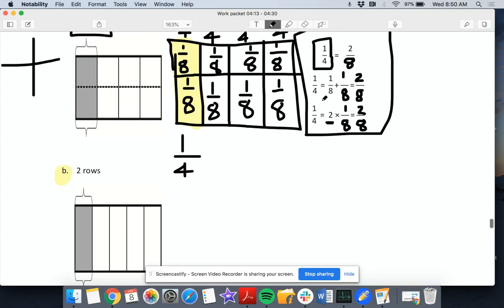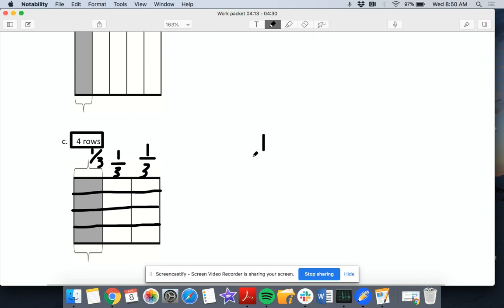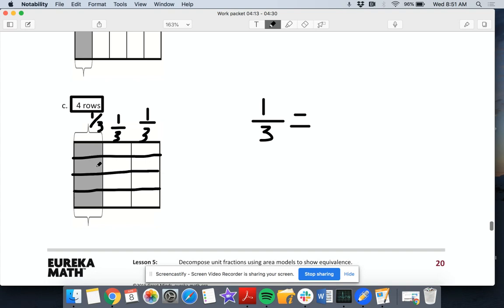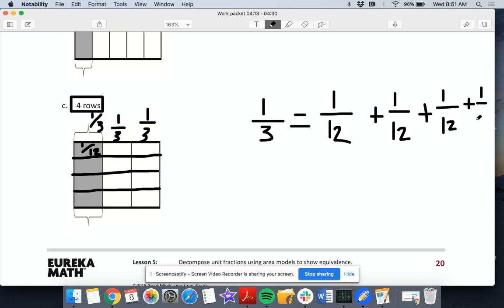So let's write in a similar format they did up here. We know that 1/3 is now equal to how many, what's our new unit fraction? 1, 2, 3, 4, 5, 6, 7, 8, 9, 10, 11, 12. Each box now is representing 1/12 of the main figure. So I could say I have 1/3 is equal to 1/12 plus 1/12 plus 1/12 plus 1/12.